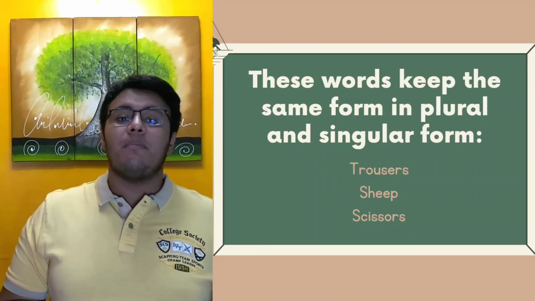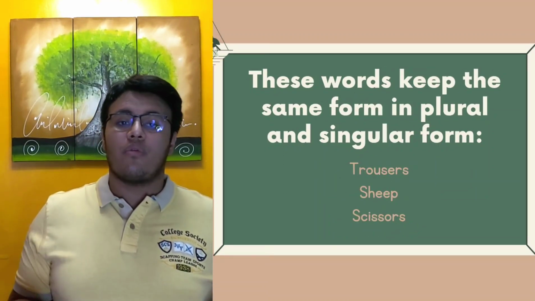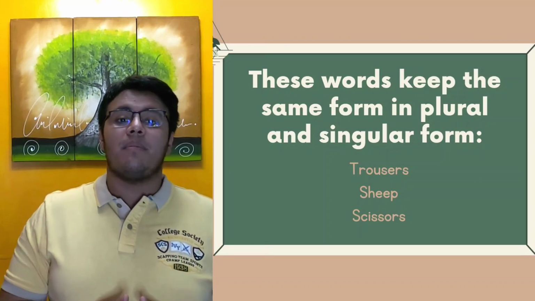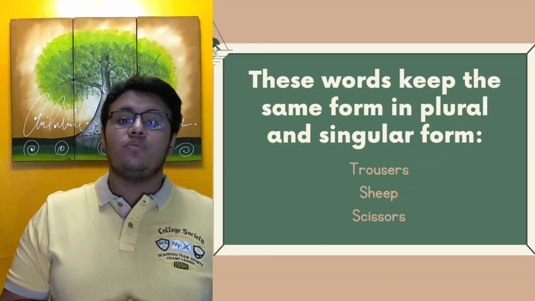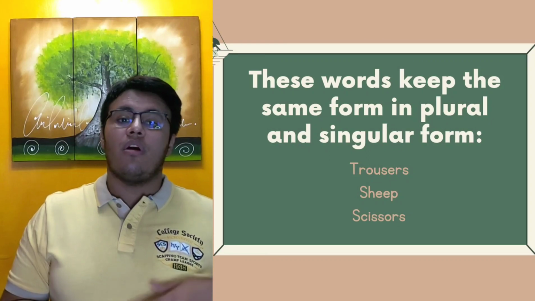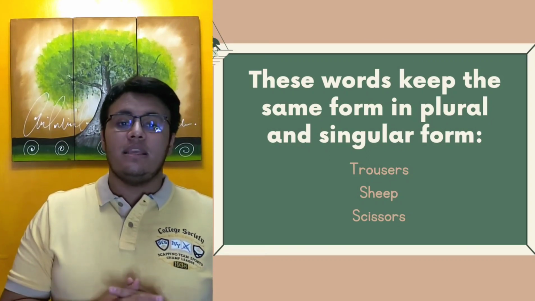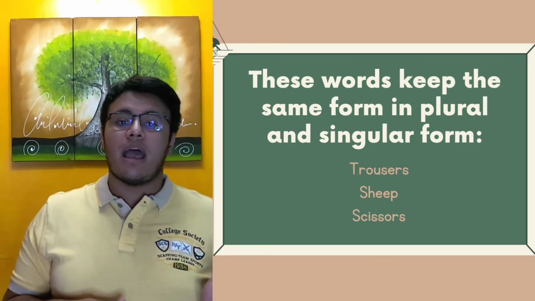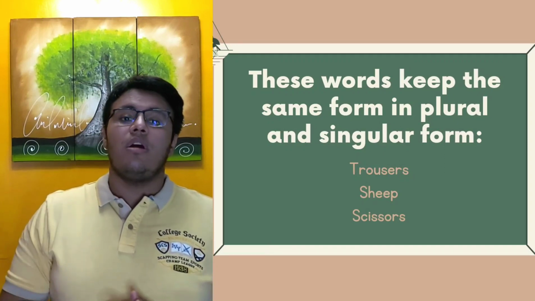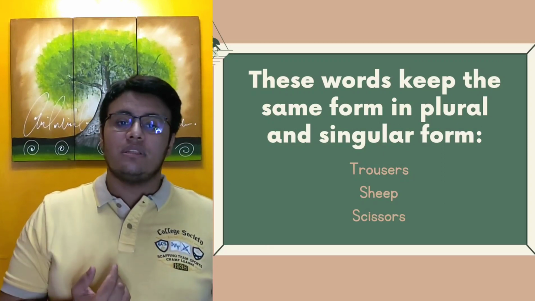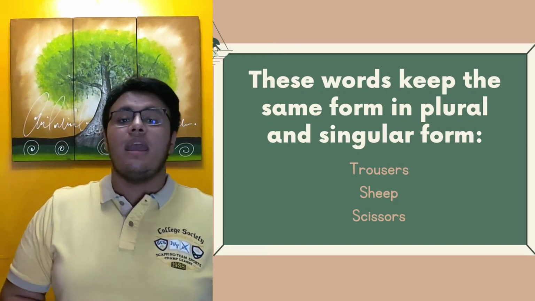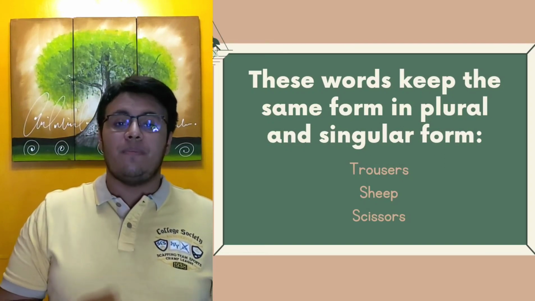As in the previous examples, there are other nouns that don't follow rules. For example, the ones that I'm going to mention here. These nouns don't follow the rule of plural and singular because these words maintain the same form in singular and in plural. For example, scissors and trousers. And the other one is sheep.